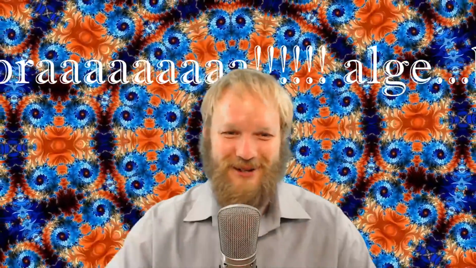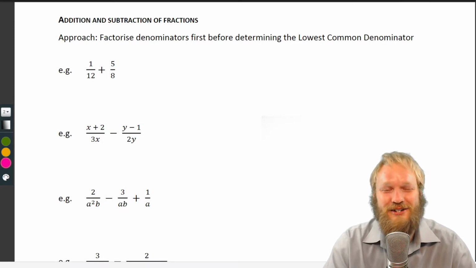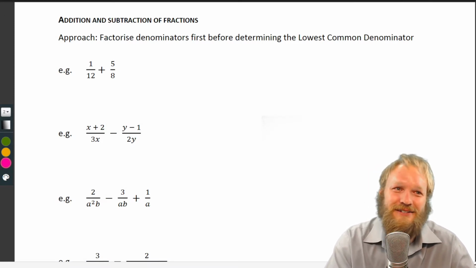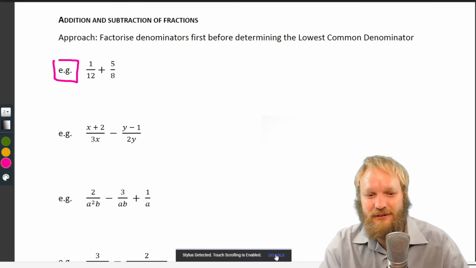Right, it's time for some algebra, so let us make it maths. Okay, so today we're doing addition and subtraction of fractions, and so let's run through a few examples, right? It seems to be going quite well. Oh, I can get that.